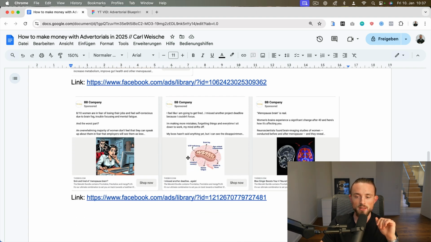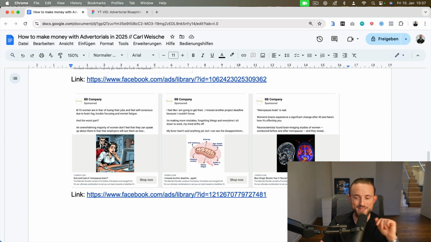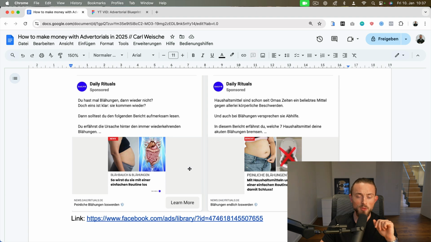Where you can see that it's not talking about a product or anything. It's really more, hey, are you tired of the menopause brain? Or hey, do you have this pain point right now? Or hey, these boost your neural lobes, right? So you're like, what is this? How can I use this, right? And then, or this, right?